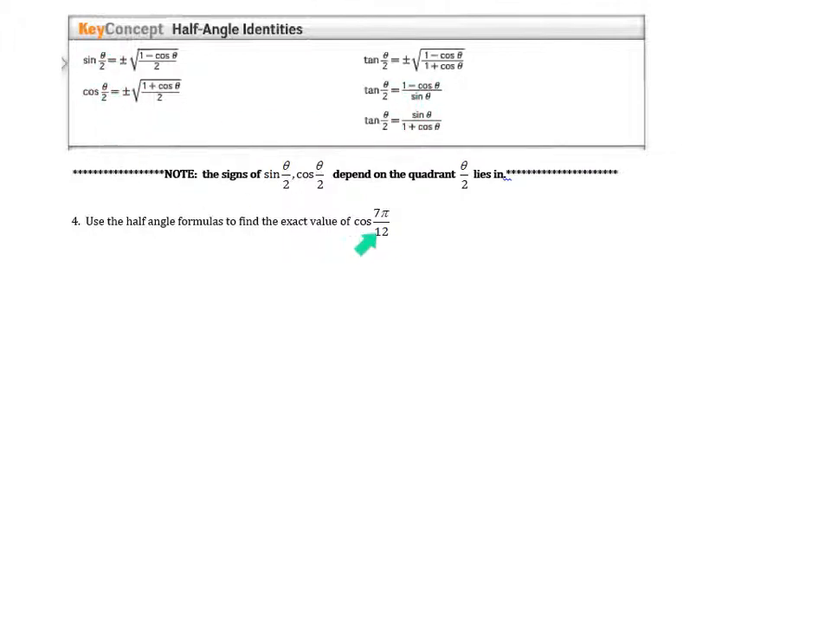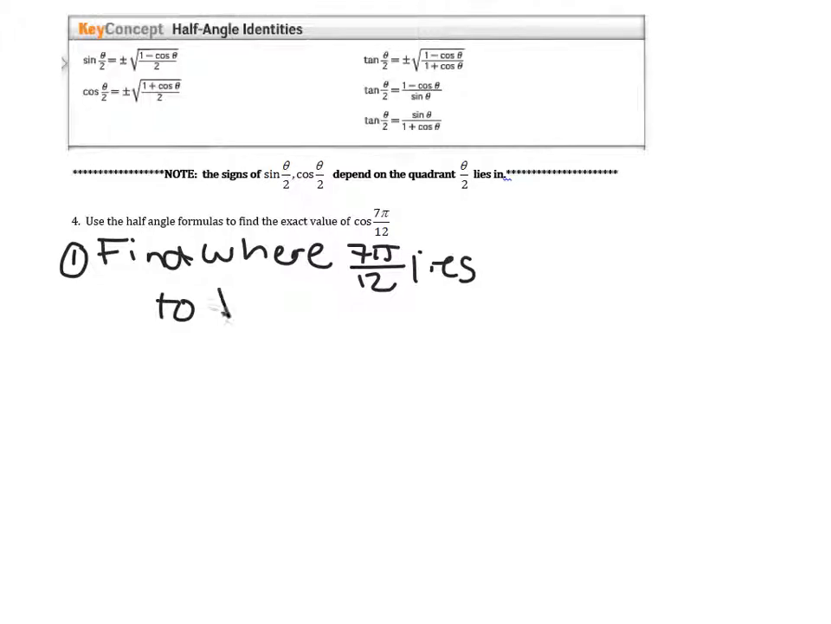So before I do anything, I'm going to figure out where cosine of 7 pi over 12 is and figure out whether I need to choose the plus or the minus. So first thing I'm going to do is find where 7 pi over 12 lies to determine plus or minus. So 7 pi over 12 is not on our normal unit circle.